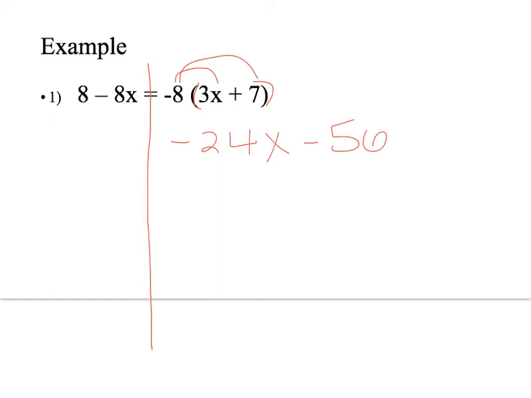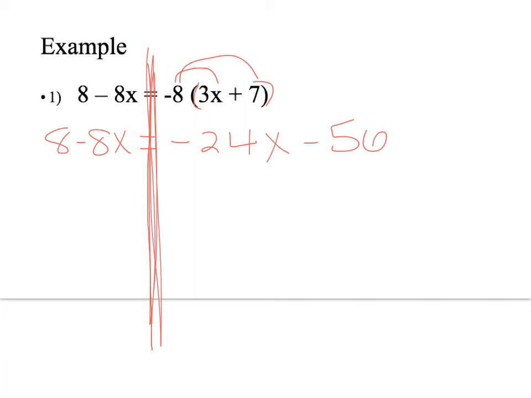Everything from this other side of the problem drops down, so we'll have 8 minus 8x. Okay, the next step is to combine your like terms. We don't have any like terms. Remember, like terms have to be on the same side of this line, and all of our like terms are on opposite sides of the line. So we're going to move on to the next step, which is to move the smallest variable.